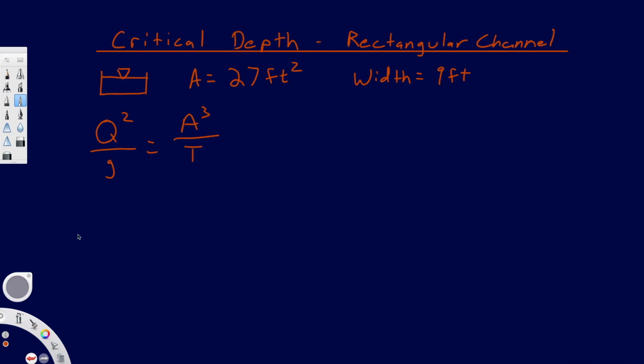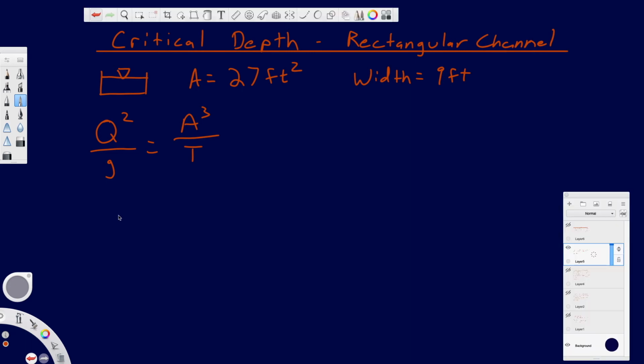For our second example problem, we're going to be solving for critical depth in a rectangular channel. So what we were given here is the area of our flow and the width of our channel, and basically nothing else. So from that, we can solve for our flow rate, is the first thing we're going to need to do. And then from that flow rate, we can determine what our critical depth is. And we'll talk a little bit more about critical depth once we get further to that.